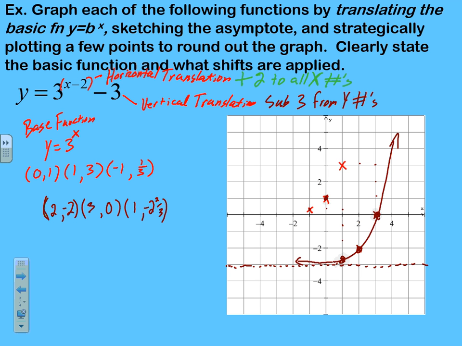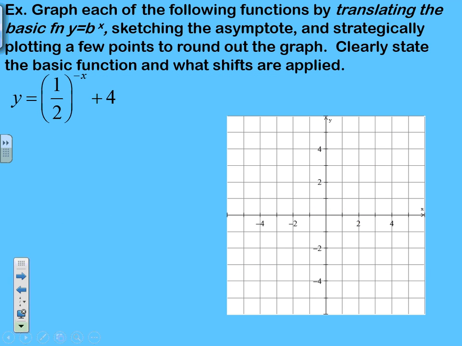So every function that we've ever seen follows the same transformations, and this one is no different. Okay, exponents are no different. So here, this is going to be the last example that we look at. Here we have y is equal to 1/2 raised to the negative x power, and then we're saying plus 4. So here we also see 2 transformations. This negative sign says that it is reflected.